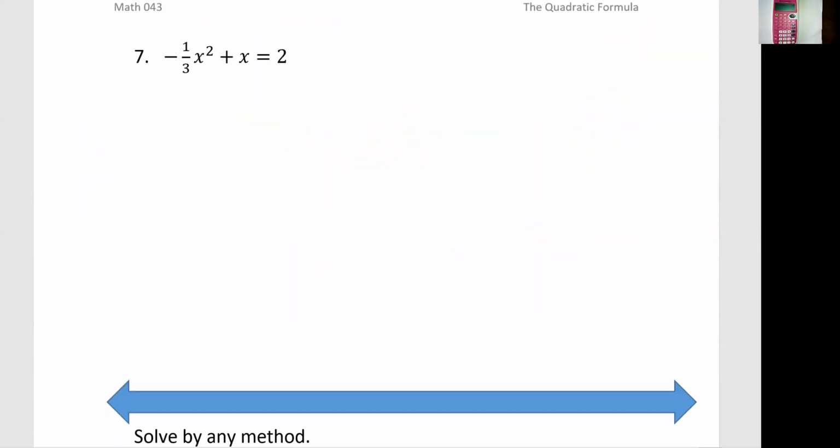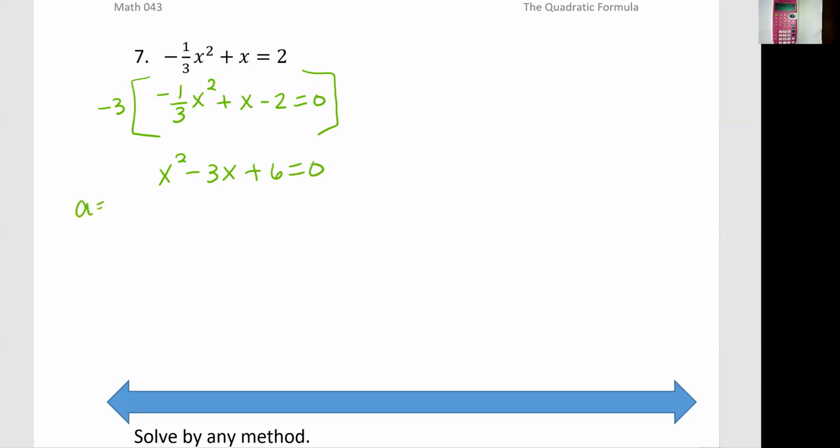Example 7. If you want to work with fractions, you can. I prefer not to. So the first thing I'm going to do is subtract 2 from both sides. And then I'm going to multiply everything by -3. And by doing that, I'm going to have x squared minus 3x plus 6. You don't have to do it this way. It's just my method I decided to use.